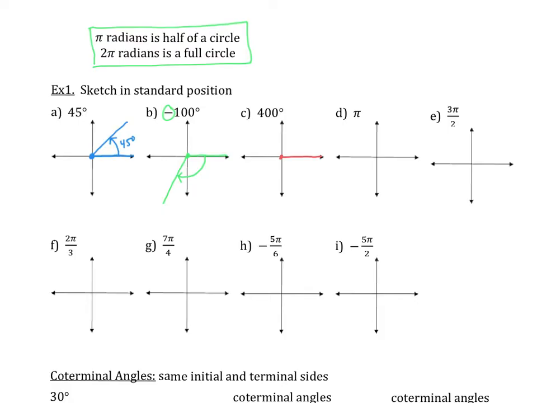360 degrees is a full circle. So let's consider this. I'm going to have to go all the way around. Now I'm going to have to go a little bit more. I'm going to have to go about 40 degrees more. So I want to go to about here, I'm estimating. This is my terminal side.